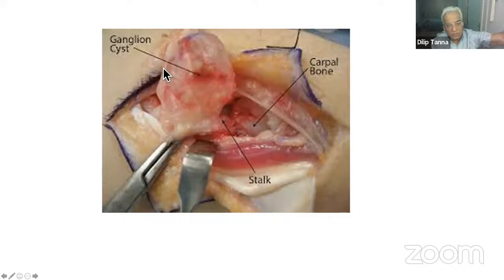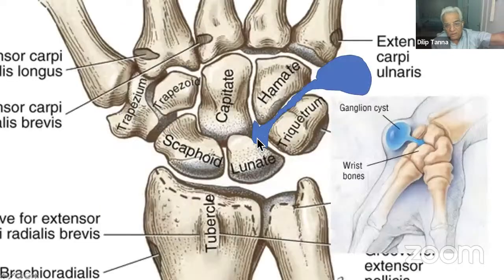Surgery. This is the ganglion cyst, and this stalk comes from inside the joint. This is the carpal bone. It comes from inside the joint. So unless you remove the stalk, if you remove only this part, it will always come back because the stalk is already there. So here is how it is. This is how it comes out. So we have to remove this completely.